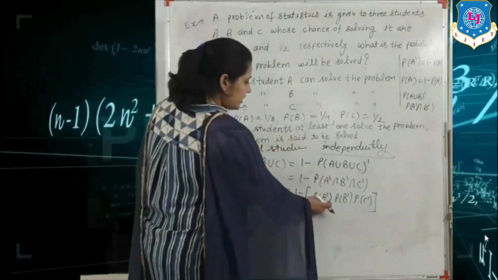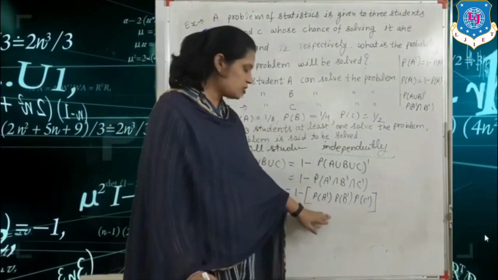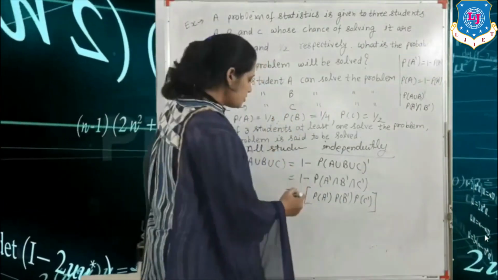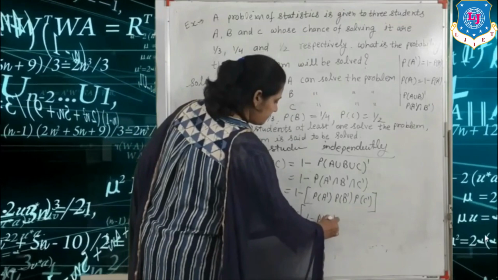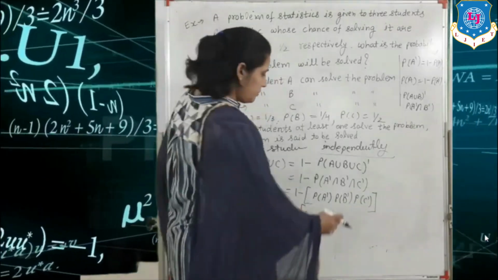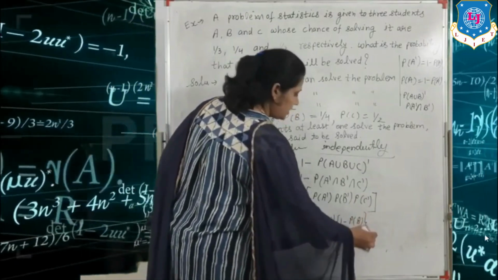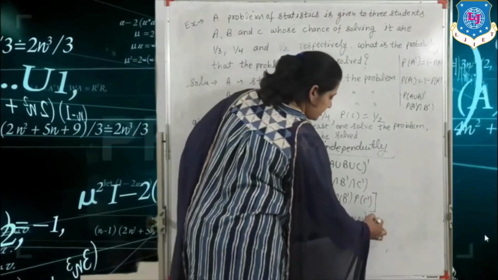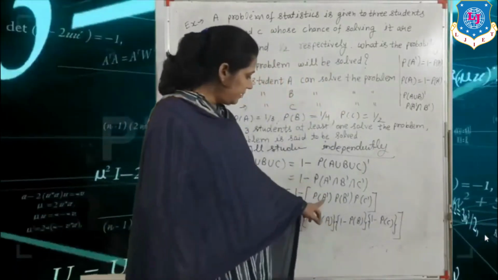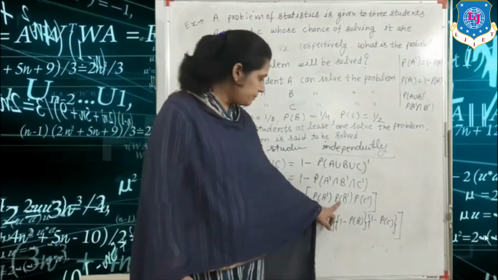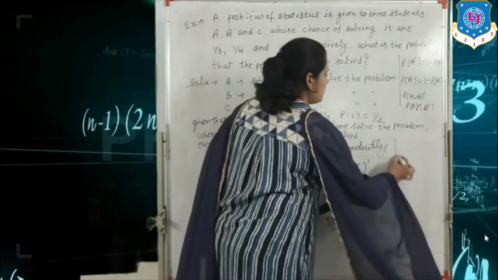According to this, we have the values of P(A), P(B) and P(C), but in this question we have A dash, B dash and C dash. So again we write 1 minus P(A), this is your first bracket; P(B dash), that means 1 minus P(B), this is your second bracket; and P(C dash), that means 1 minus P(C). So P(A dash) is equal to 1 minus P(A), P(B dash) is equal to 1 minus P(B), and P(C dash) is equal to 1 minus P(C).